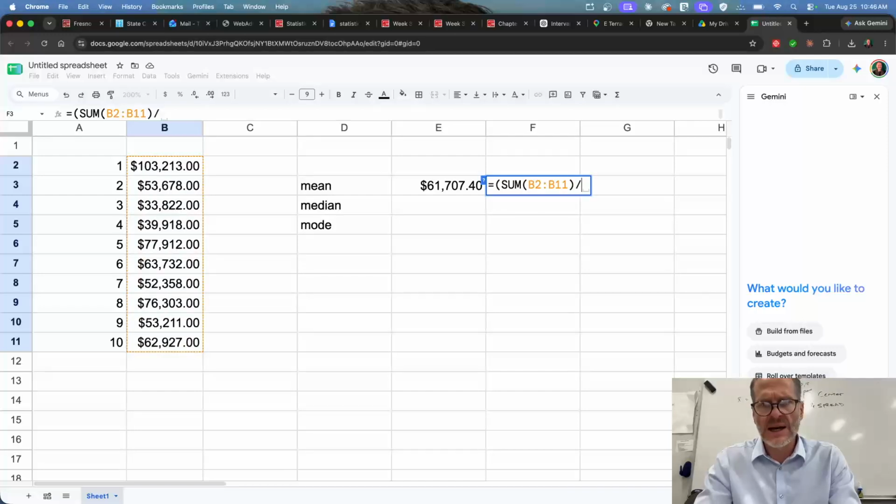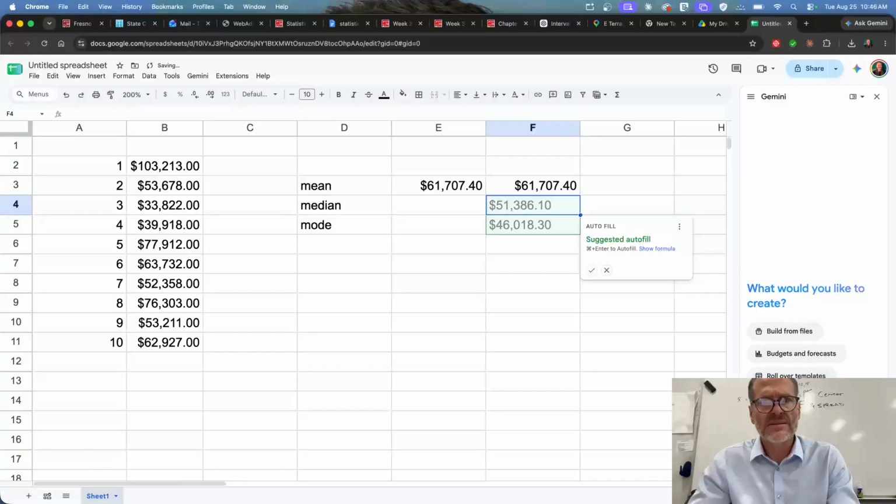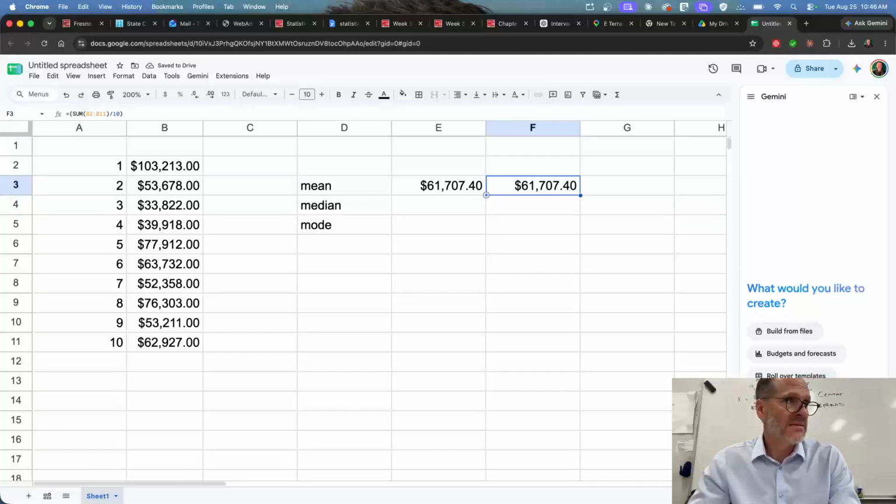And I'm going to divide by 10, right? Same thing. Make sense? This way I just used the formula average. This way I added everything up and divided by the total. And then I could do the median. I have 10. So what's my median going to be?